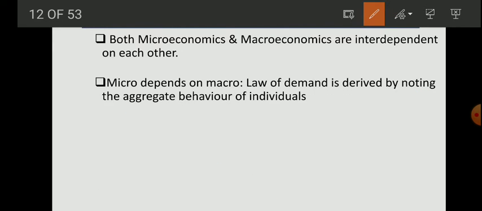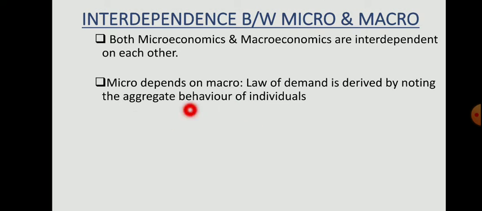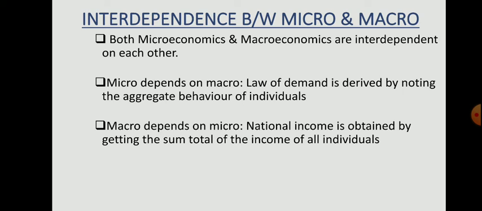So this is a general law, okay, and this is the aggregate behavior of the individuals, means everyone will do the same thing. From this aggregate behavior we can derive that the individual will also do the same. If the whole population is doing that, then definitely the individual person will do the same thing, okay. So in this way we are deriving the law of demand. So here we can say from the aggregate facts we are getting the individual facts, okay. So micro depends on macro.